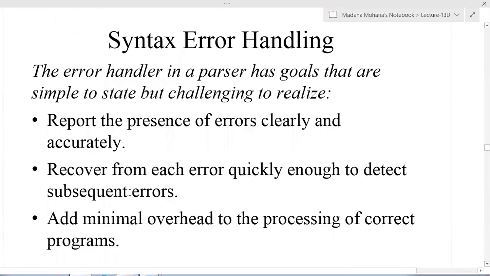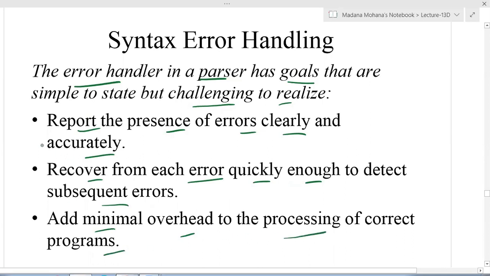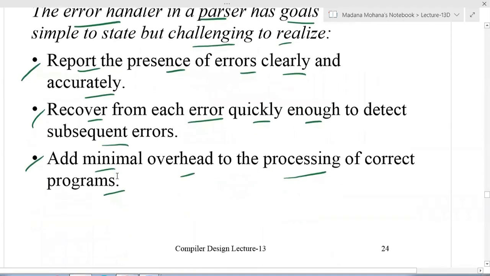Now, the error handler in the parser has some goals that are simple to state but challenging to realize. So what are the error handler goals in parsing or syntax analysis? That means the tasks that need to be performed. Report the presence of errors clearly and accurately. This is the first primary task. Then recover from each error quickly enough to detect subsequent errors. Then add minimal overhead to the processing of correct programs. So these three goals or tasks should be handled by the error handler in the parser during syntax errors.